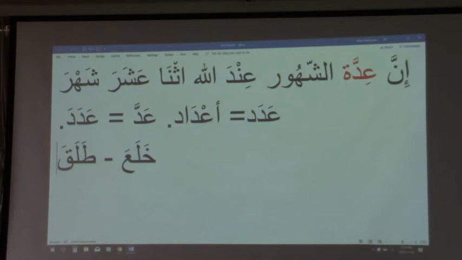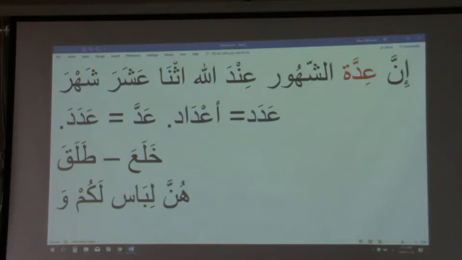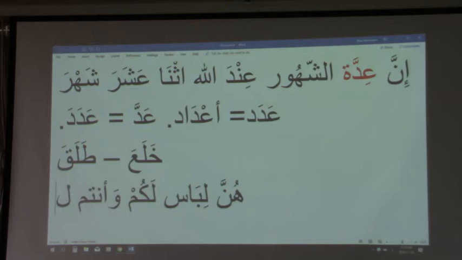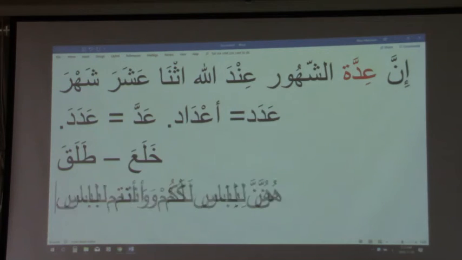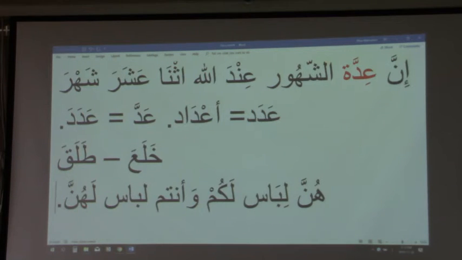We told you last time, Allah Ta'ala says, Hunna libasun lakum. They are females, a garment for you, O man. Wa antum libasun lahunna. And you are a garment for them. So both of us wear garments. I'm a garment for you, I cover you, and you cover me also, right?